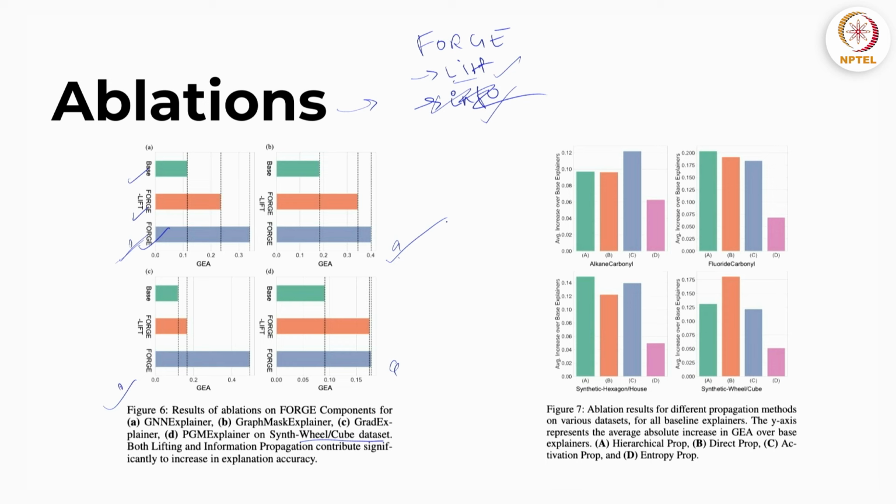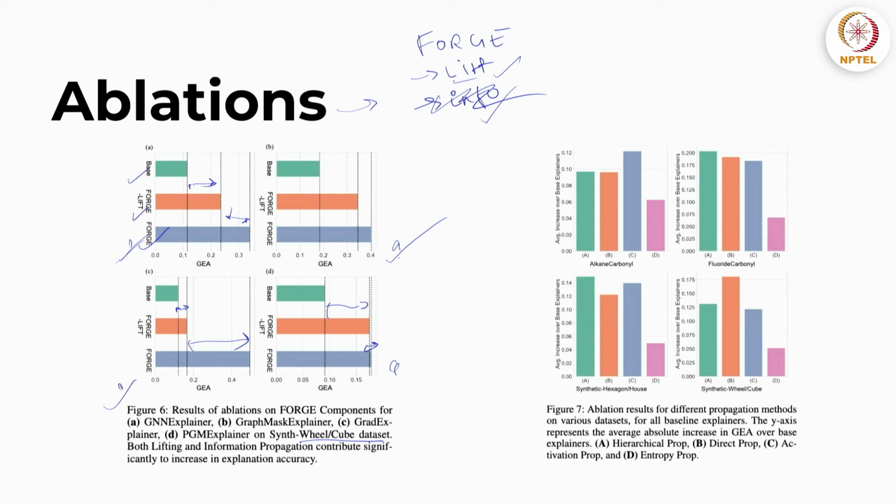Across all methods, we find that both lifting and infoprop contribute to the increase in performance. The level of improvement is different. As we can see in grad explainer, lifting does not increase the accuracy by a lot. However, infoprop does. The reverse is true for PGM explainer, where lifting does all of the heavy lifting and infoprop only adds a slight increase. So both components are important in making up Forge and giving the accuracy increase that it has.